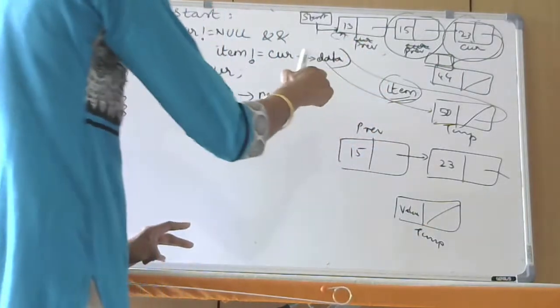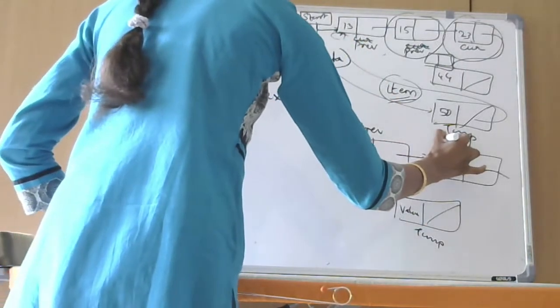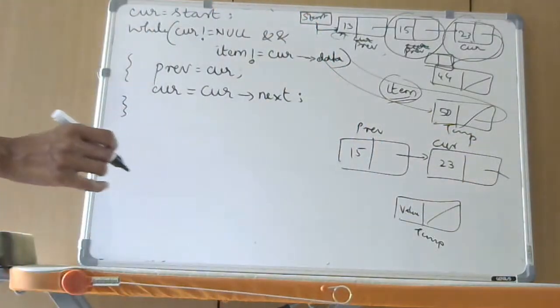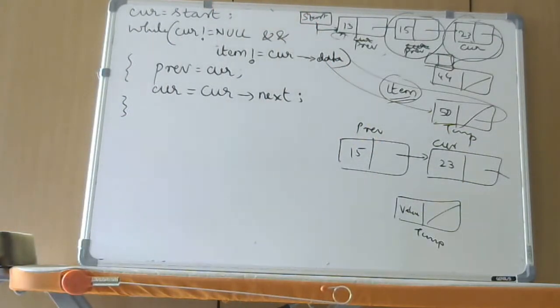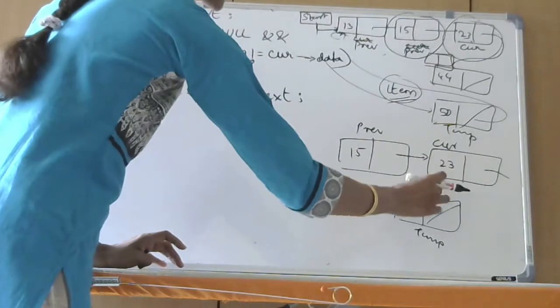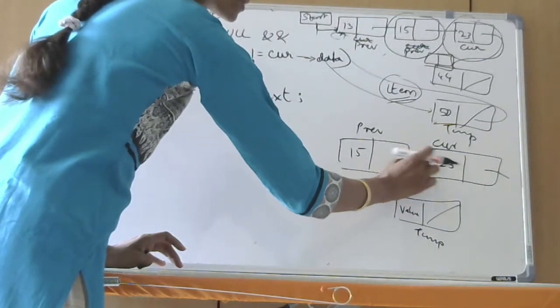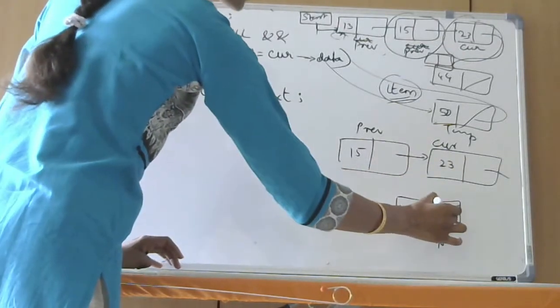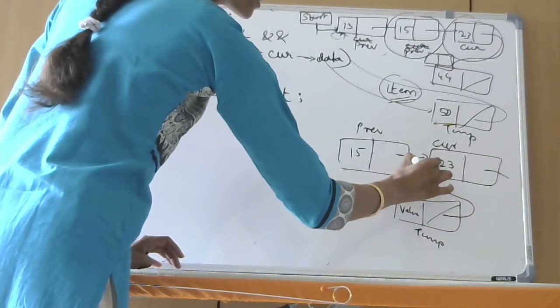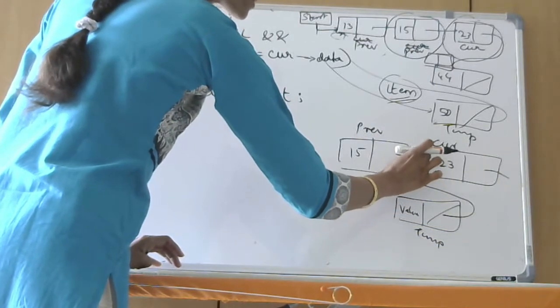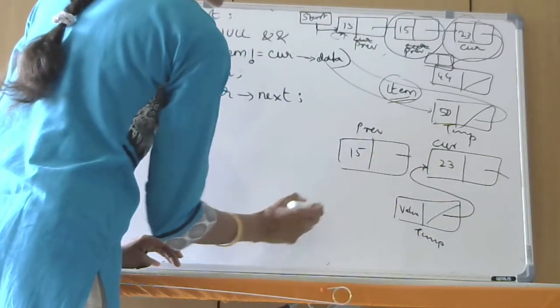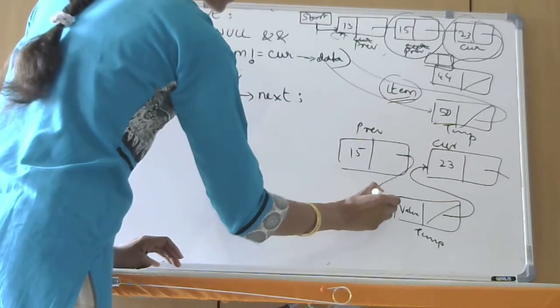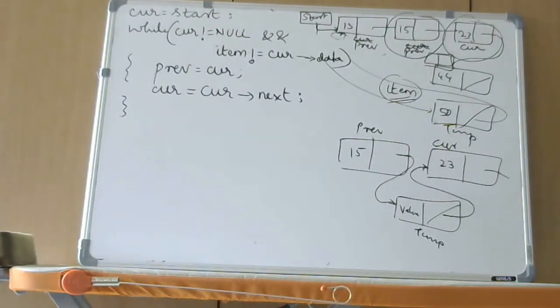When I come out of the loop, what is the condition? This is my previous. This is my current. Now I want to insert before 23, I said. So this should come here in between this and this. That means this link should go here. This link will not exist. It should come to this. That's how you are trying to insert.